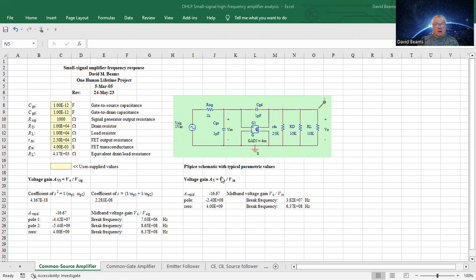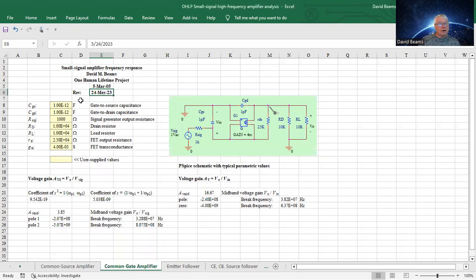And there's a second transfer function, which is the output voltage gain with respect to the input voltage. It calculates the mid-band value and the location on the complex plane of the pole and zero and the associated break frequencies. And on the second tab, we have the common gate amplifier, where we have, again, the device and circuit parameters, user supplied values.